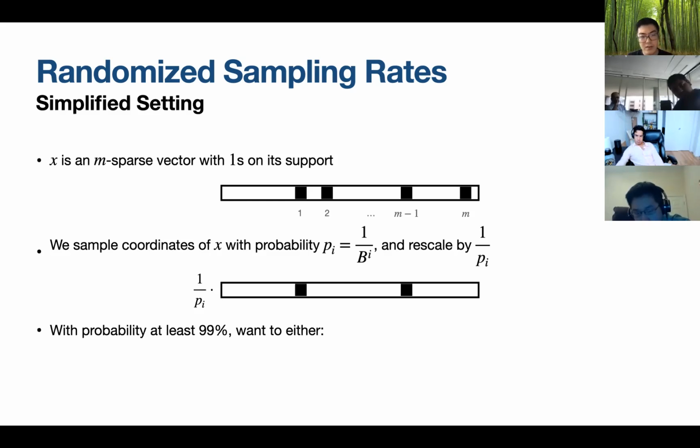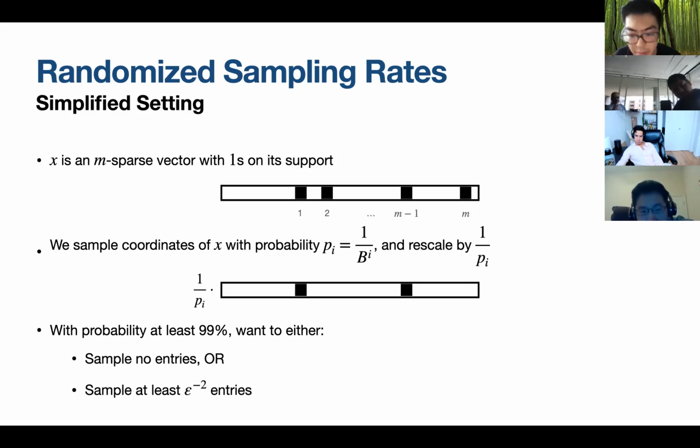Now, after sampling and scaling, this is what the picture looks like. And for this vector, we want that with probability at least 99%, I either want to sample none of these entries at all, or I want to sample at least 1 over epsilon squared entries. These two cases are what's going to drive our casework on what bound of B we want.